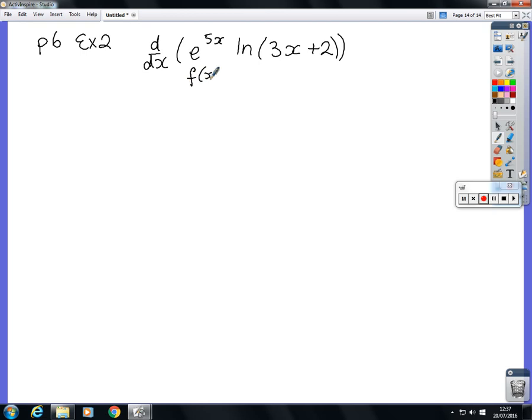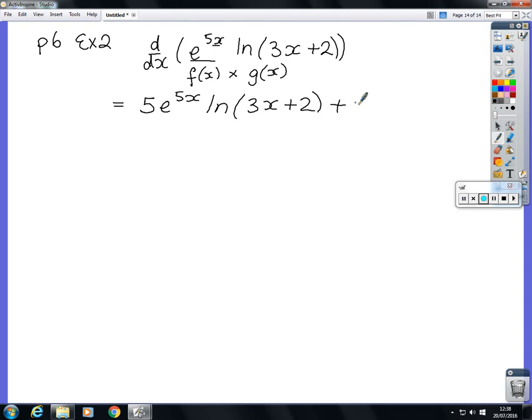f of x multiplied by g of x. This is a product, so we can use the product rule. Differentiate f of x, which is the first function, e to the 5x. The derivative of e to the x, the 5 is the derivative of the power. 5e to the 5x is the derivative of the first function, multiplied by the second function left alone.